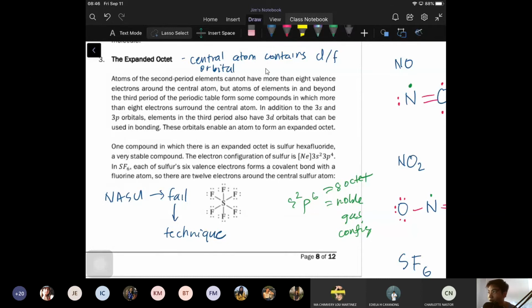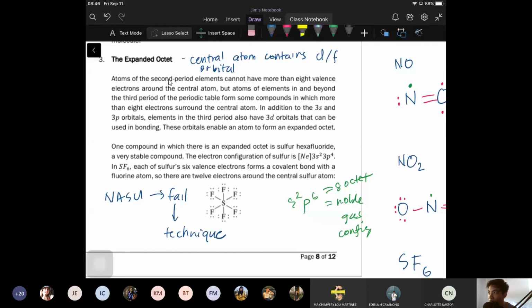So, the D and the F orbital can hold extra electrons. The D can accommodate 10 more. The F can accommodate 14 more. So, it has so many pockets for the electrons.